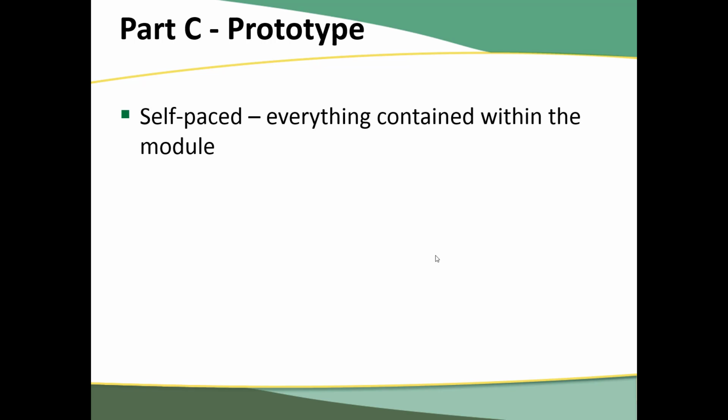So for Part C, the prototype, this is going to be your next assignment that's going to be due. It's going to be due on April 14th. So one of the reminders is it needs to be self-paced. So that means everything is contained within the module. That means if you need any artifacts, if you need to have any videos, they all need to be embedded within the storyline. It also means that all the feedback, all the activities need to be done within Storyline.